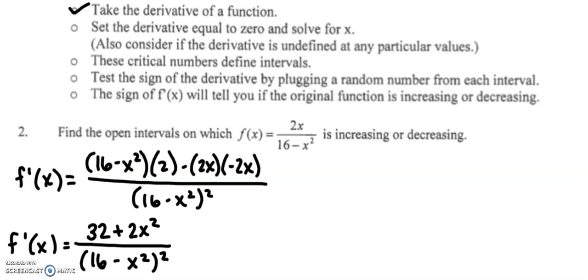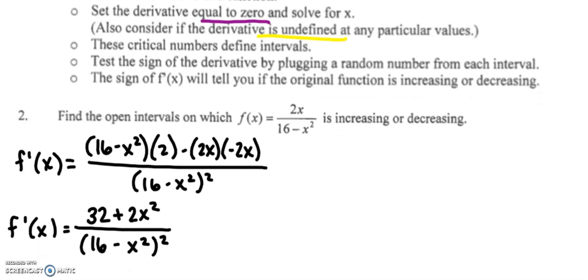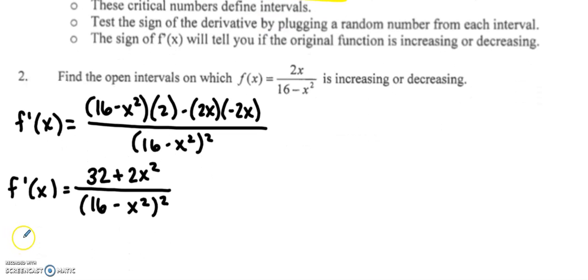All right, so little low d high minus high d low over low low, and then I cleaned up my answer. I got 32 plus 2x squared all over 16 minus x squared squared. Then it says set the derivative equal to 0, and also consider if the derivative is undefined. All right, well, if a function is equal to 0, so here we have f prime, we're setting this whole thing equal to 0. We really only care where the numerator is equal to 0.